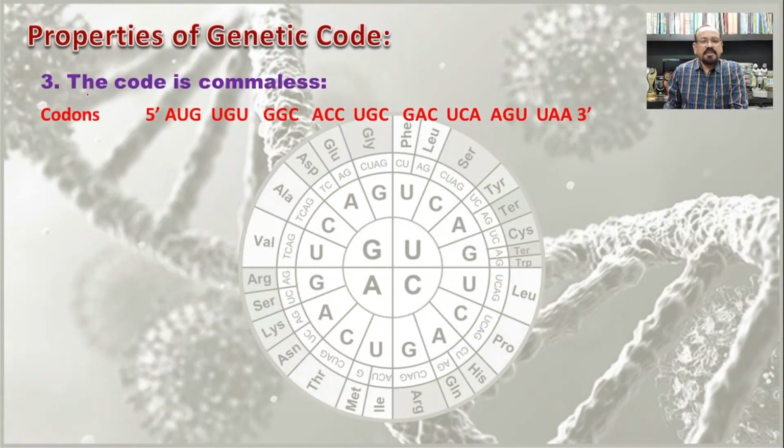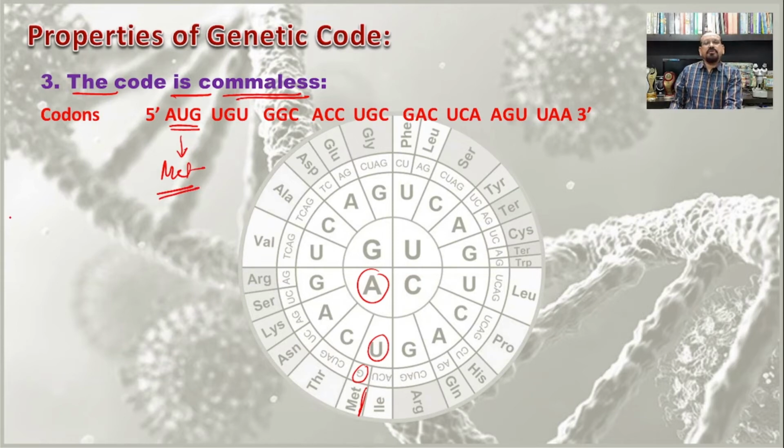The third property, that is, the code is commaless. It means that there is no space. For example, AUG is an initiation codon. And if we see AUG, that is the A, U and G, that is methionine. So it will specify the amino acid, and that is methionine.